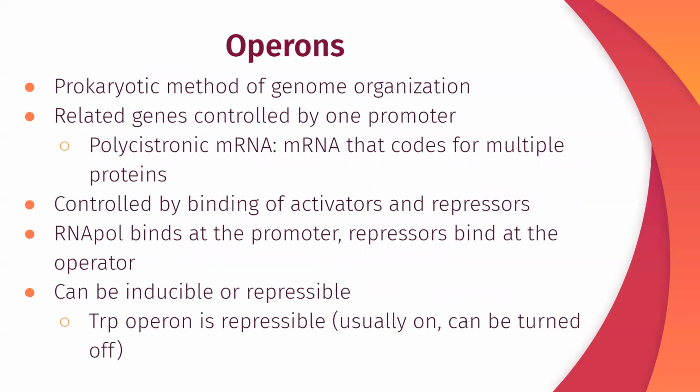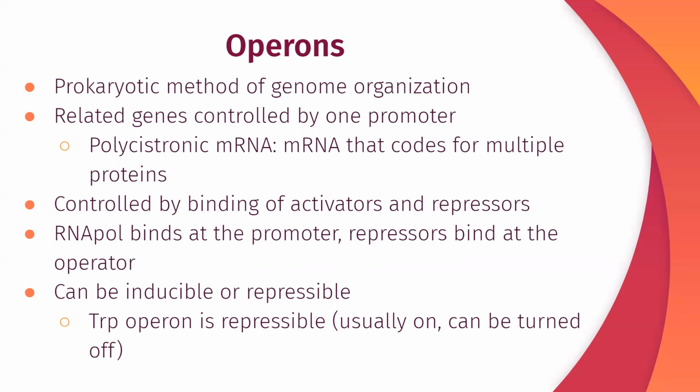All right, so operons. Operons are something that we find only in prokaryotes, and it's a way that they organize their genomes. Basically, you have a group of genes that are related, have some similar function, that are controlled all by one promoter. And when these are transcribed from the DNA, it will make a polycistronic mRNA, which is just a strand of mRNA that will code for multiple proteins when it's translated.